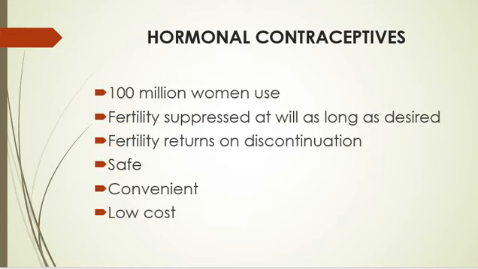Worldwide, many women use hormonal contraceptives, though it is not that popular in our country. It is said more than 100 million women use this form of contraception. By use of this contraceptive, fertility can be suppressed at will as long as the woman desires, and the fertility returns on discontinuation of hormonal contraceptive. It's quite safe to use, very convenient to use, and the cost is also quite low.